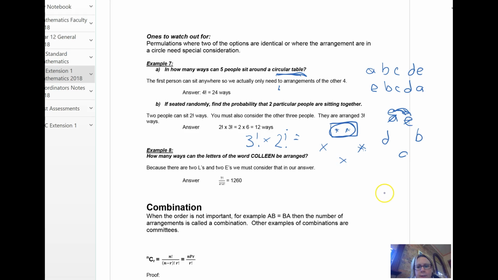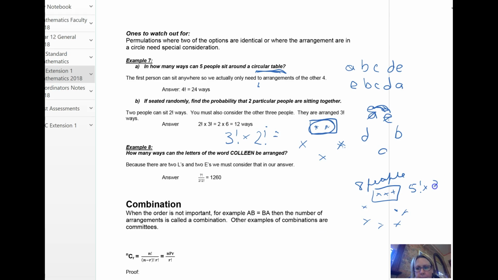What happens if I did 8 people at a table where 3 were trying to sit together? I'd have 3 trying to sit together and another 5 moving around. So there's 6 things moving around the circle, so it's 1 less, 5 factorial. And these 3 can be arranged 3 factorial ways. And that would be my answer.